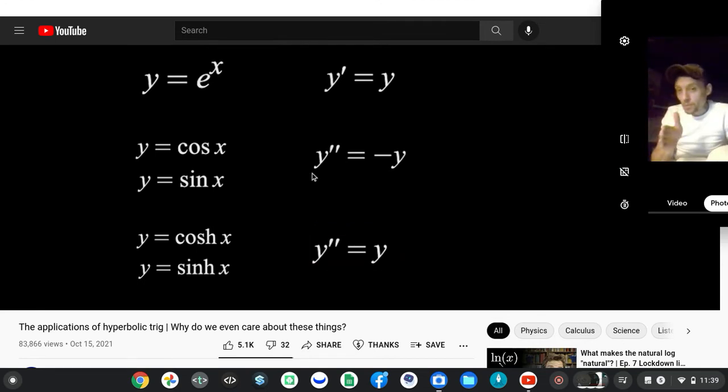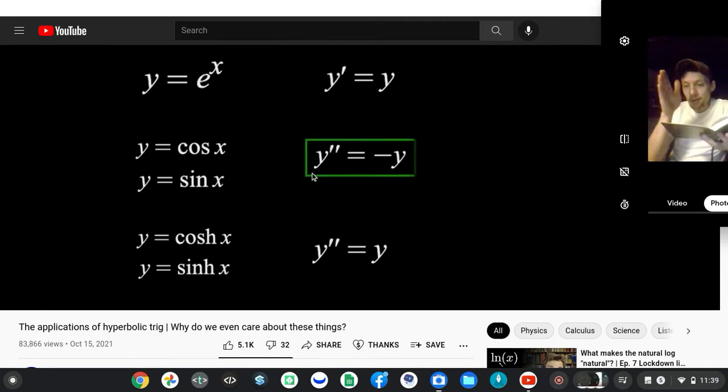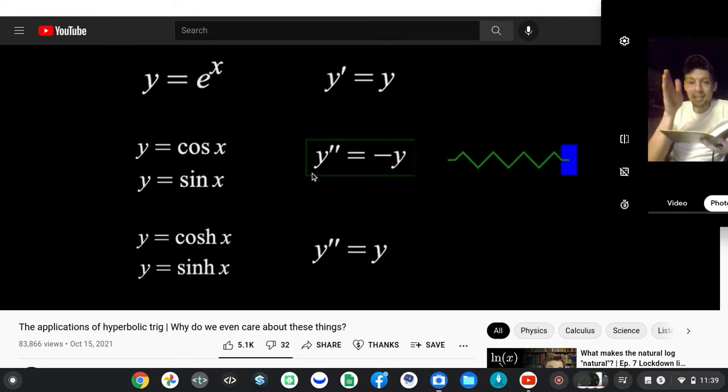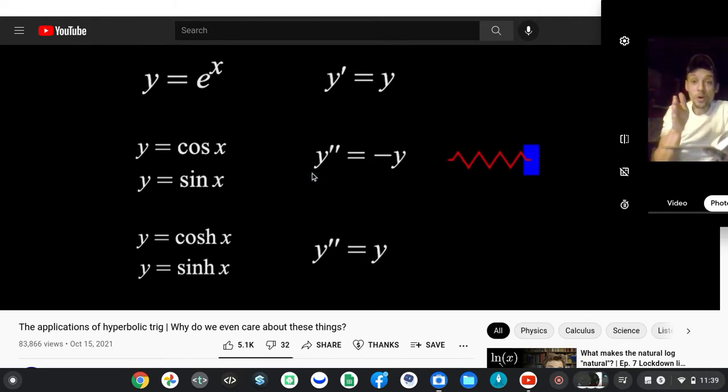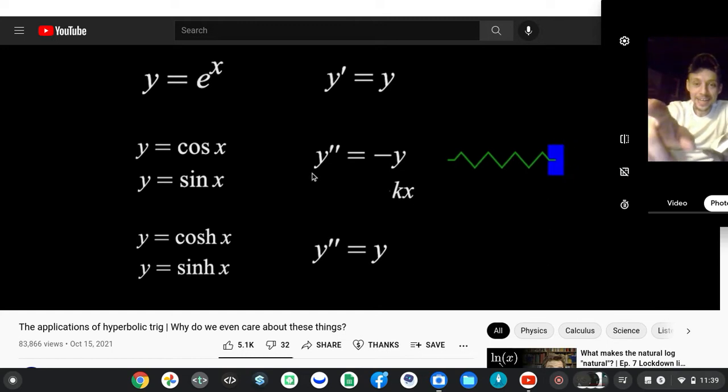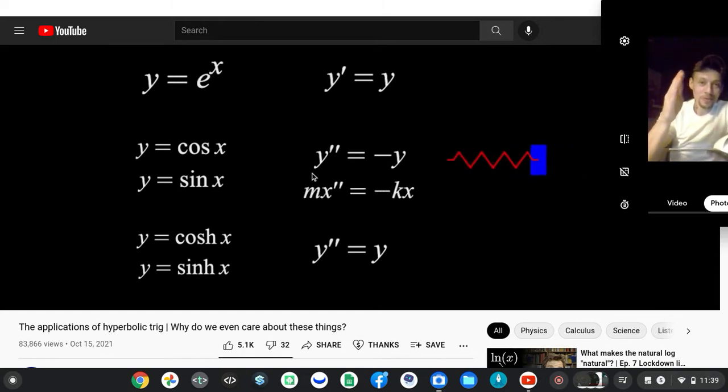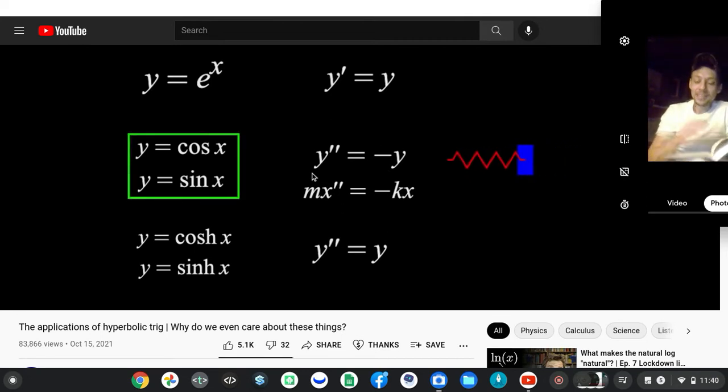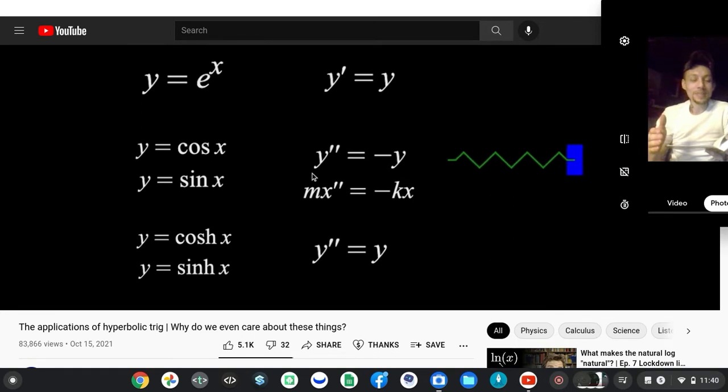Now, probably the most famous equation of this form is the one which describes a mass on a spring with no friction. The force of the spring is minus kx, and that equals ma, or m times the second derivative of position. The solution to this is a simple sine or cosine curve as the block oscillates back and forth with no decay.